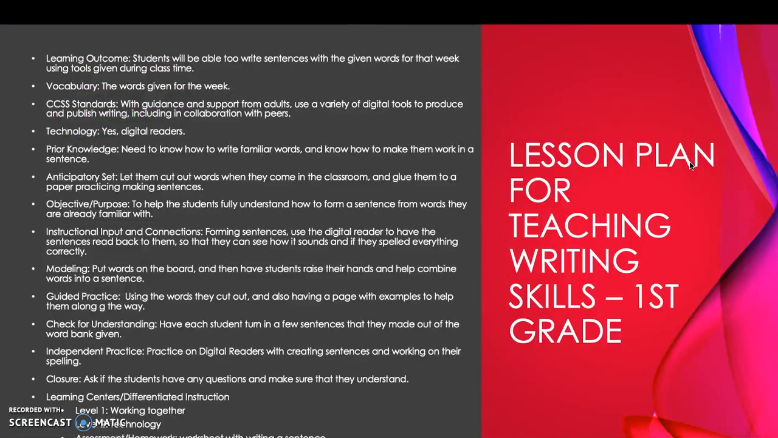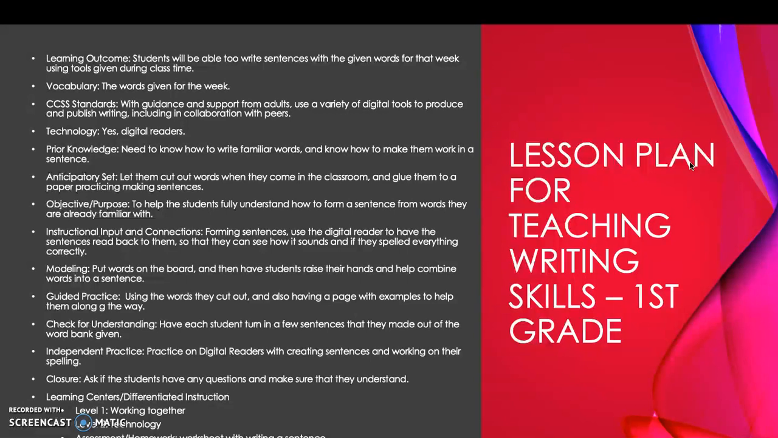Lesson plan for teaching writing skills. First grade. The learning outcome is that students will be able to write sentences with the given words for that week using tools given during class time. The vocabulary is the words that I would give during the week. CCSS standards: with guidance and support from adults, use a variety of digital tools to produce and publish writing, including collaboration with peers. And for technology, there would be digital readers.